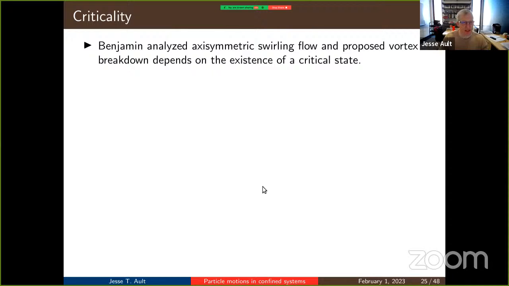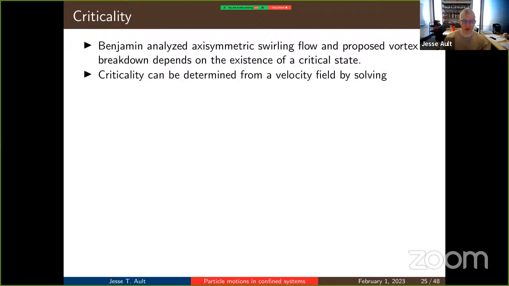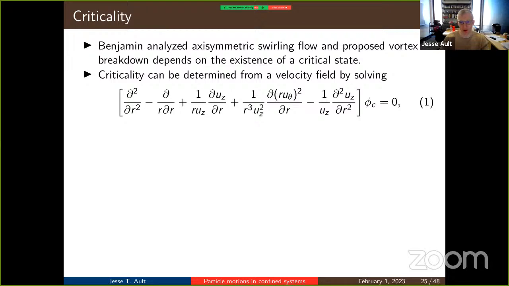So I mentioned previously this idea of criticality, which was an interpretation proposed by Benjamin, and he was analyzing axisymmetric swirling flow. And he proposed that the vortex breakdown depends on the existence of a critical state, like in the hydraulic jump problem. And so you can actually determine this criticality from a velocity field. You have to know the velocity field in advance. So this still requires analytical solutions or CFD, in our case, CFD. But you can determine criticality by solving this ODE.